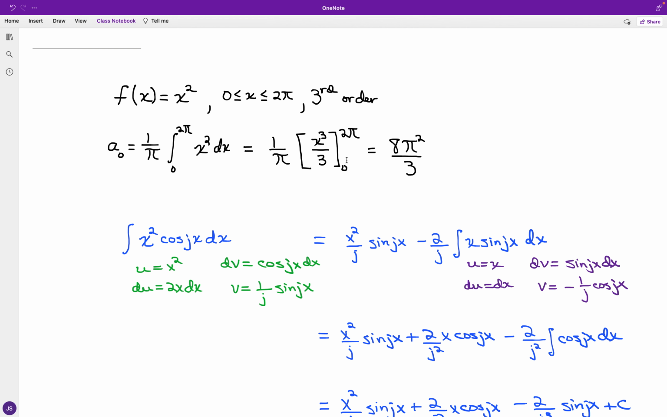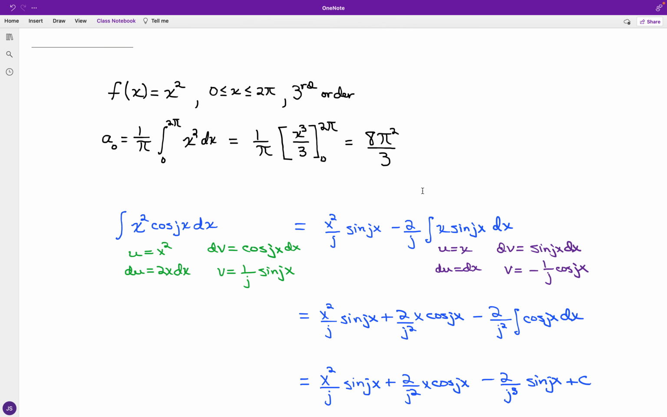Now the cube of 2 pi is going to be 8 pi cubed. And we have this over 3 and dividing by pi. So we have the simplification 8 pi squared all over 3. So that is going to be the a naught.